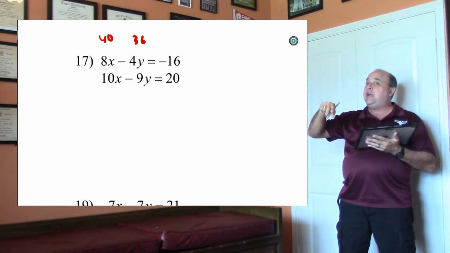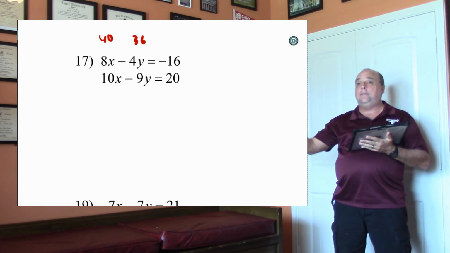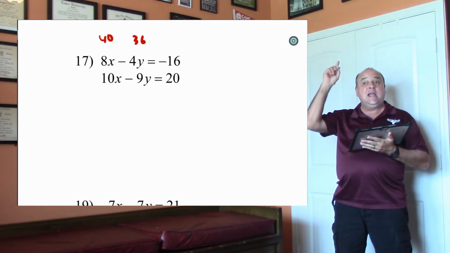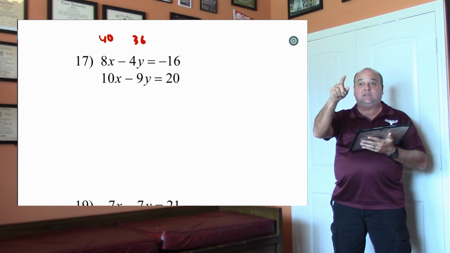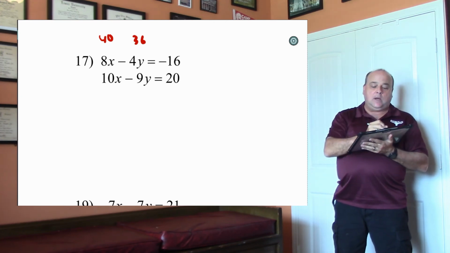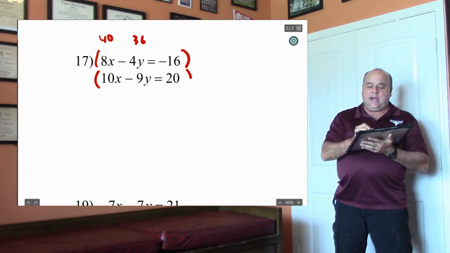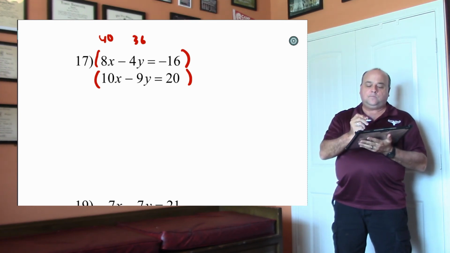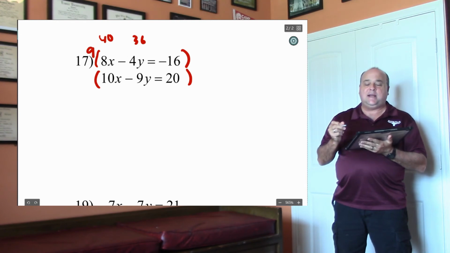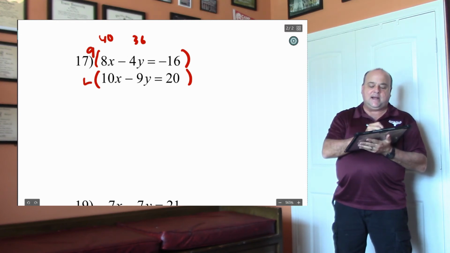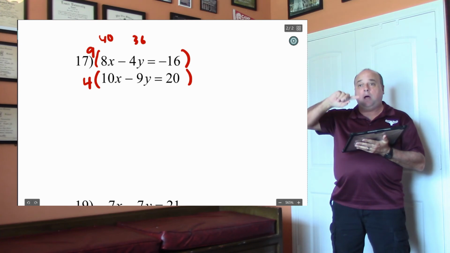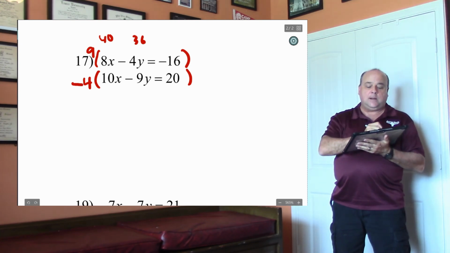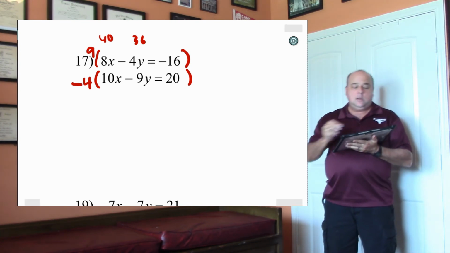Notice that they're both negative, so I have to multiply one by a positive and one by a negative, and I better get every single sign and number right. So I'm going to put 2 parentheses, and I want to get these to be 36. 4 times 9 is 36, so I need to multiply this one by 9, and that one by 4. Which one's smaller, the 4 or the 9? The 4, I'm going to multiply that by a negative.